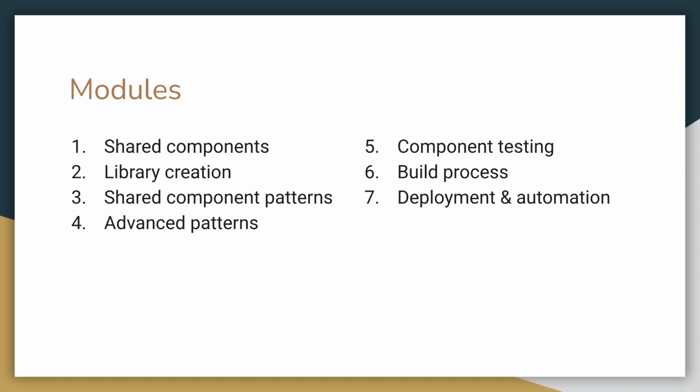In Module 6, we'll be creating a tree-shakeable build process with Rollup.js. And then in Module 7, we'll be setting up a CI and CD workflow within GitHub Actions to automate deployment of our component library to a private NPM registry.